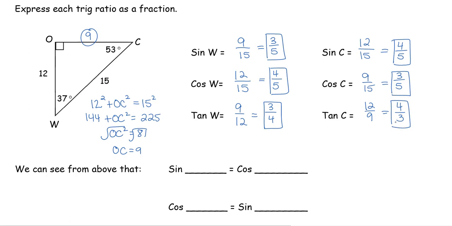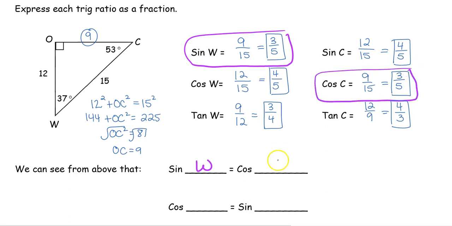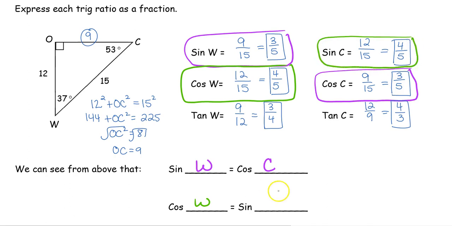So we found our 6 trig functions. We can see from above that we're going to look at what angle of what. So sine of angle W, which is 3/5, is going to be equal to cosine, not cosine of angle W, that's 4/5. But the sine of angle W is equal to the cosine of angle C. We see that the cosine of W, which is 4/5, is equal to the sine of angle C.